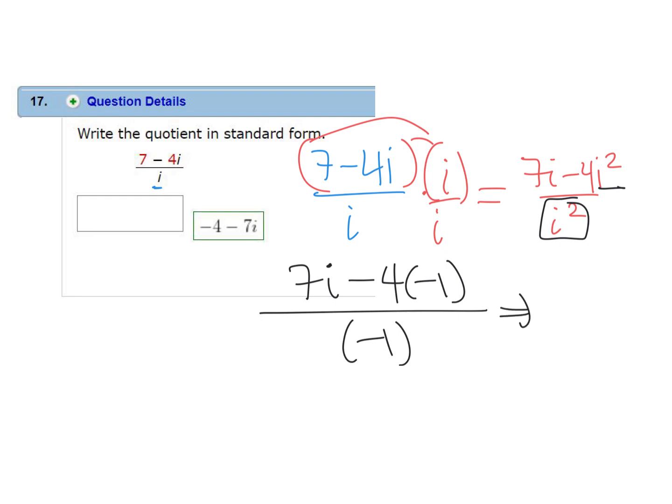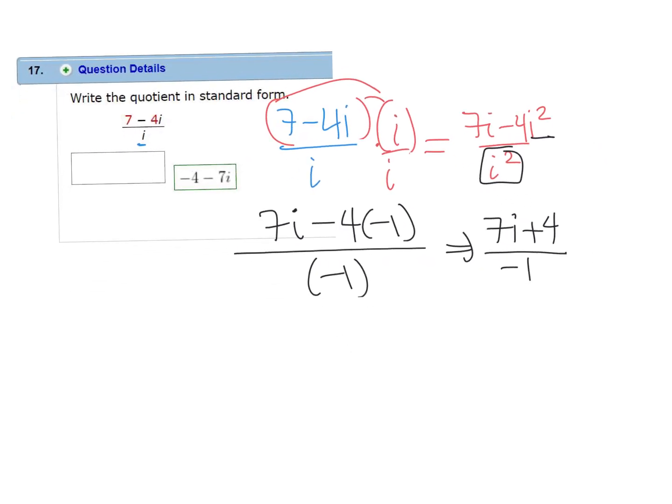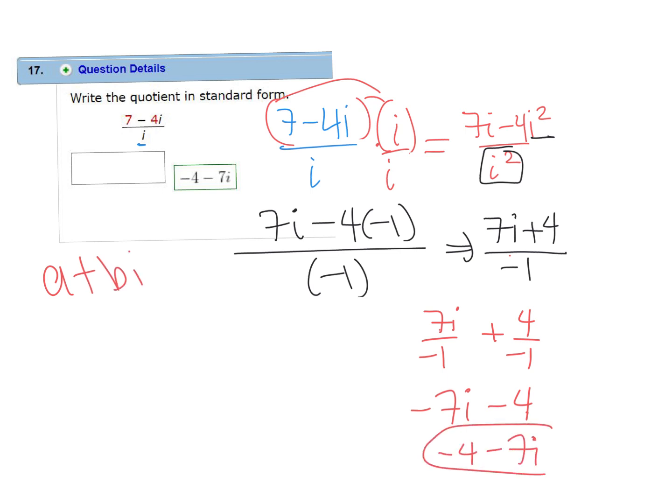And so I end up with 7i plus 4 over a negative 1. But we won't leave it like that, right? Because there's a negative 1 on our denominator. So what we can do is still separate it, I guess. We'll separate it like we've been doing. So we'll break apart the fraction, and then 7i over negative 1 is negative 7i. 4 over negative 1 is negative 4, and then to write it in the a plus bi form, we just need to rearrange it to negative 4 minus 7i.